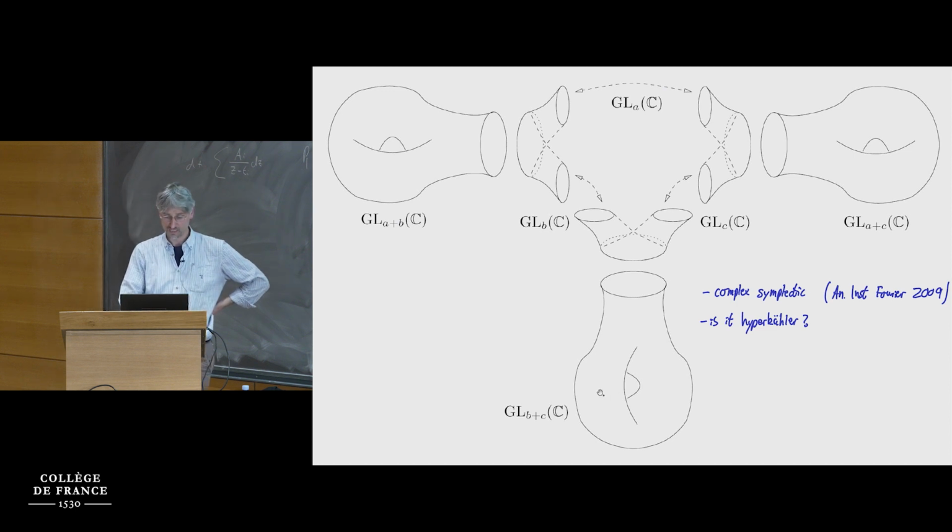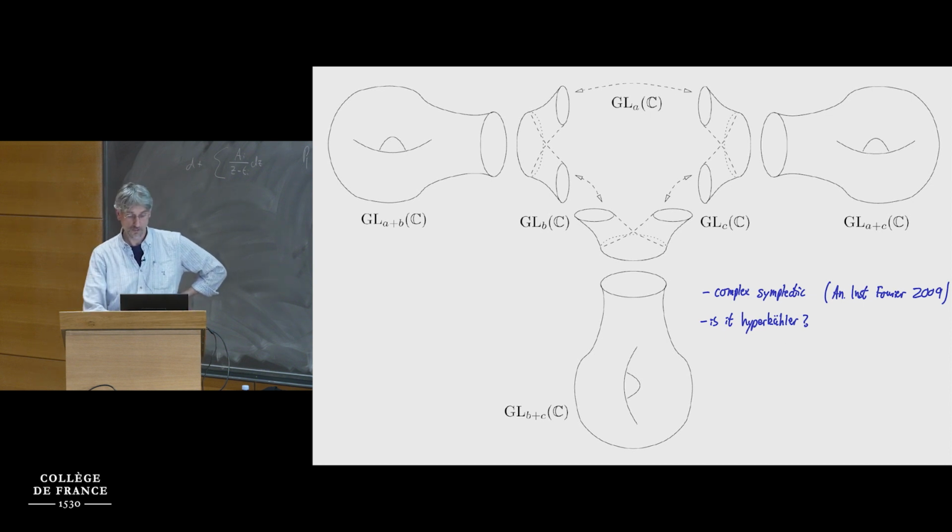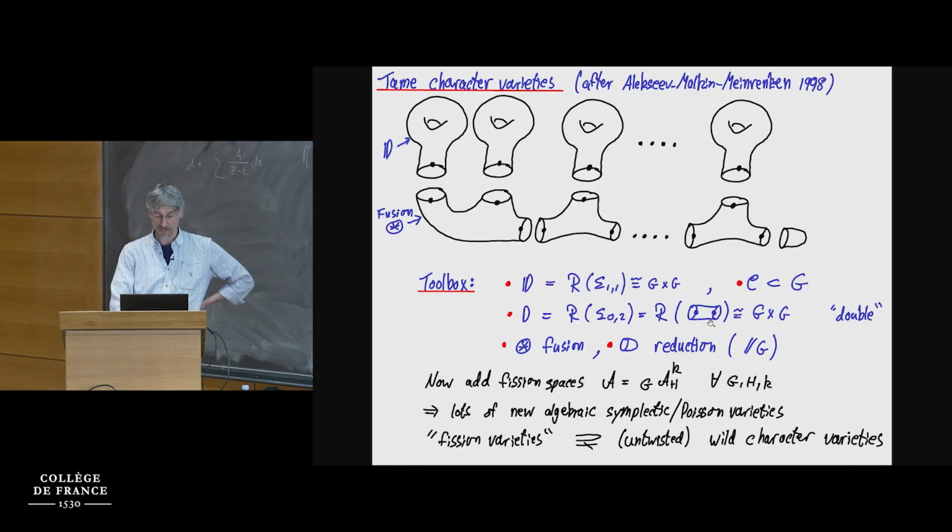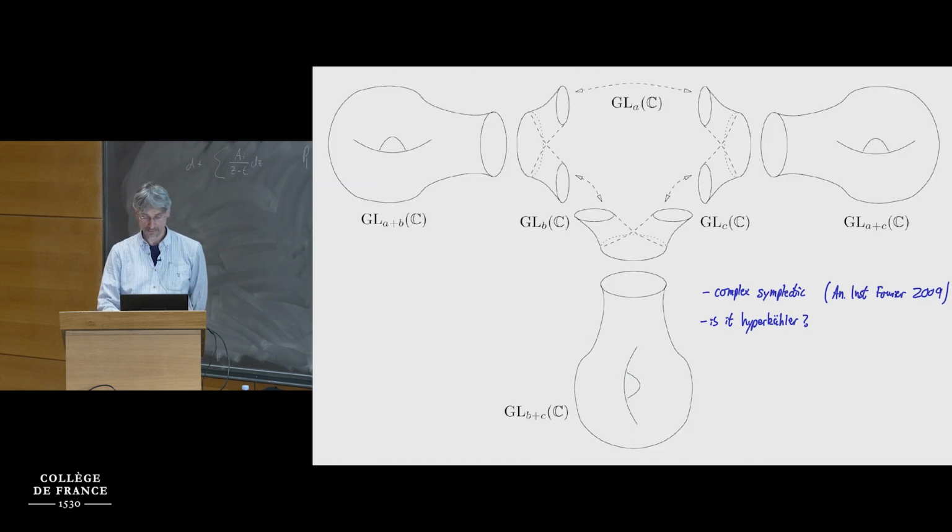And so, for instance, I could have a GL(B+C), and it breaks into a GL(B) part plus a GL(C) part, the block diagonal subgroup here. So this proves that there is a natural algebraic complex symplectic structure on there. And the question I asked in this paper was, are these hyperkählers? Is there some large generalization of the non-abelian Hodge picture, which works for these fission varieties, the class of varieties which are got by gluing and reducing all of these fission spaces? So I think that is still open. I don't think many people are even aware of this.